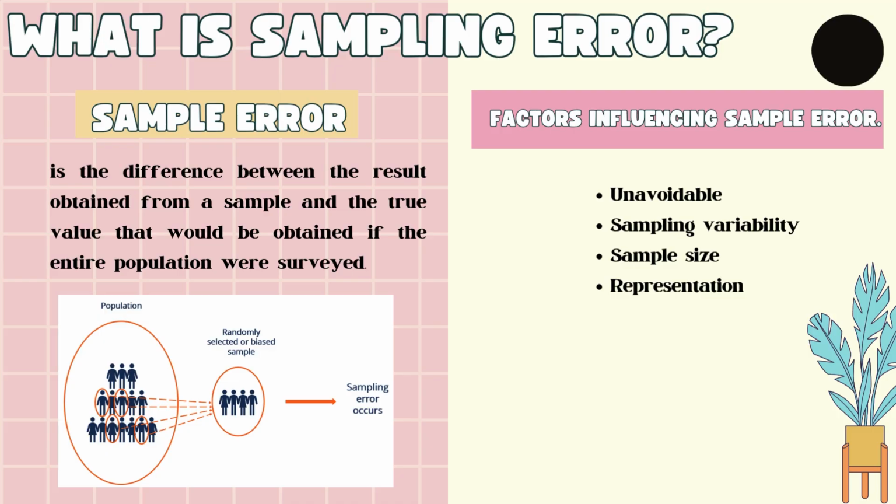Representation. A sample must accurately represent the population. If the sample isn't representative, for example, if certain groups are underrepresented or overrepresented, the sample error will be higher and not reflect the true characteristics of the population. Now, we need to understand that sample errors help us interpret data more accurately and improve the reliability of our results by designing better sampling methods.